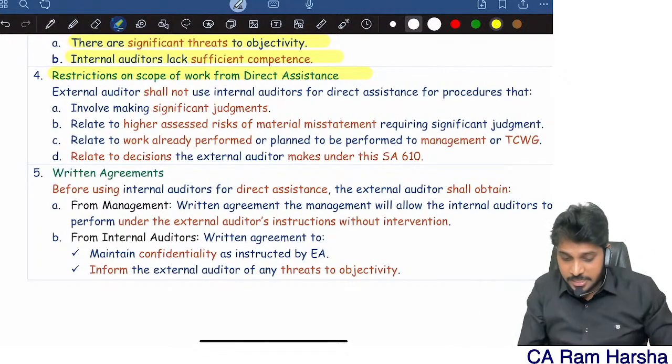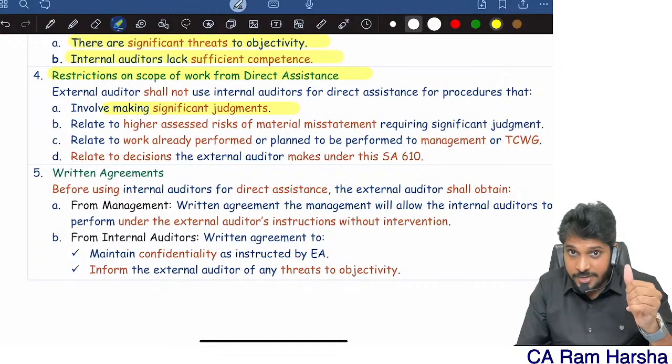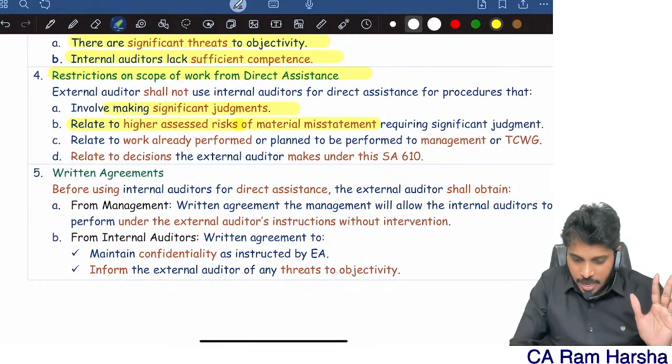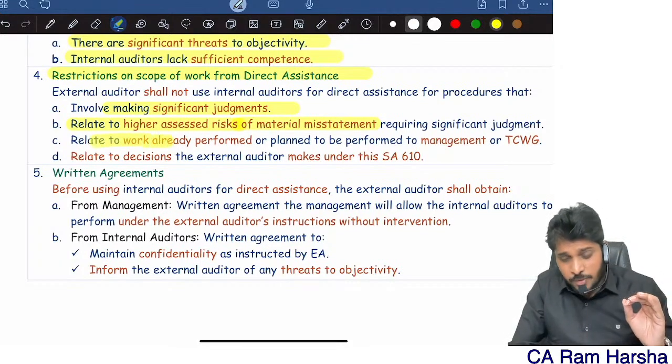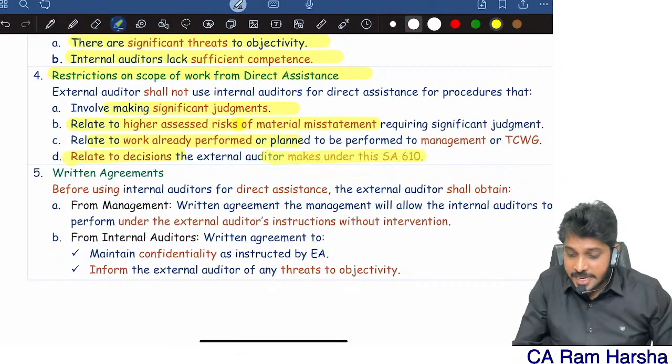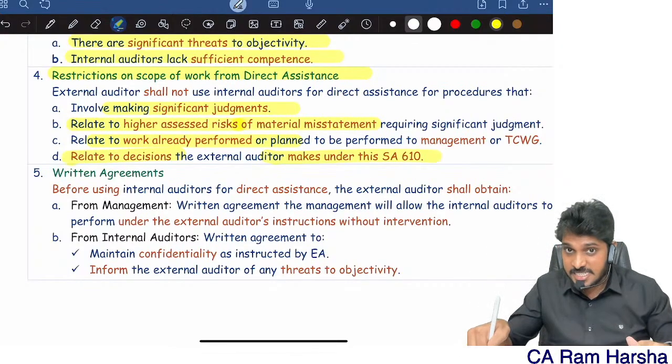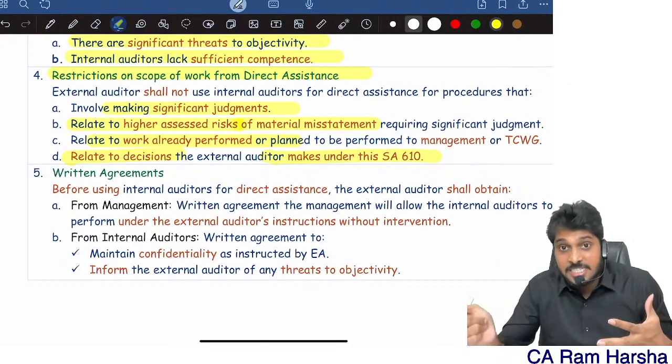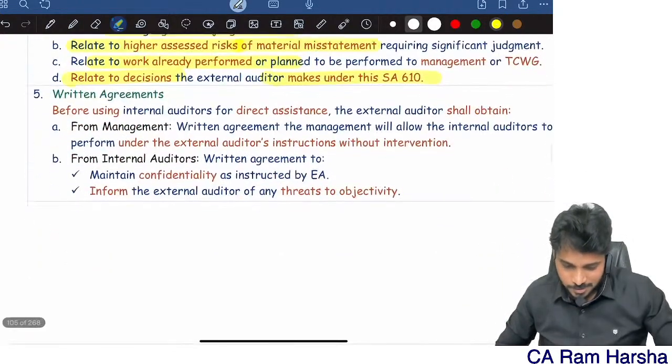Suppose I decided to take them into my team, but I will not give the following 4 kinds of work. Areas involving significant judgment, I will not allocate to direct assistance people, or areas related to high risk of MMS, I will not allocate to them. Work which they already perform, that area I will not reallocate to them. Or decisions I need to take under this standard, I need to take some decisions. That decision-making power I will not allocate to them.